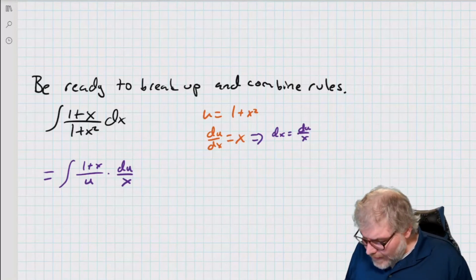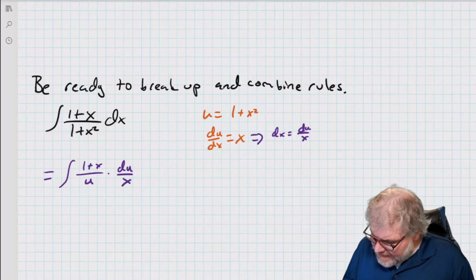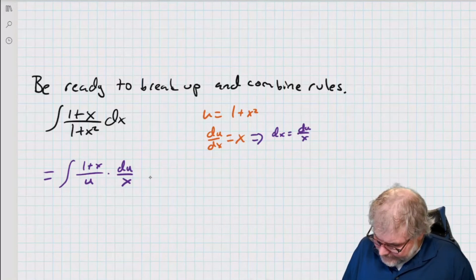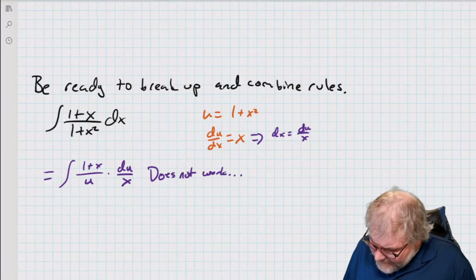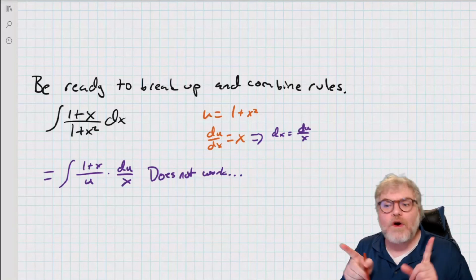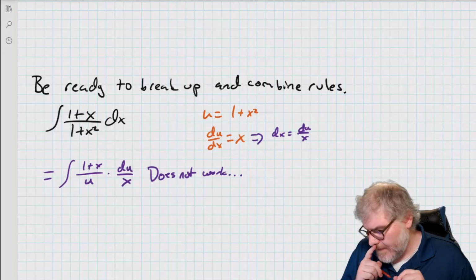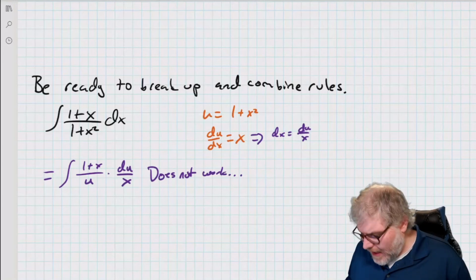Well, this doesn't work. But if this x was there alone, it would work. So let's try to break everything up.